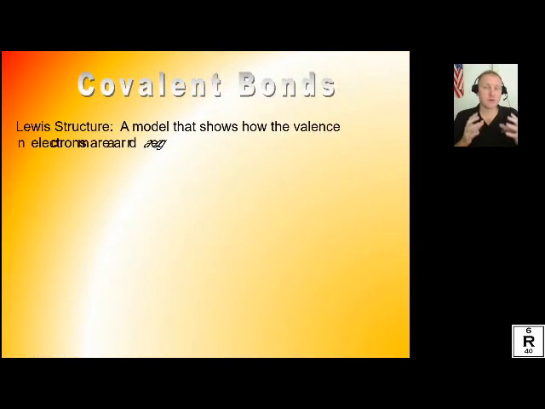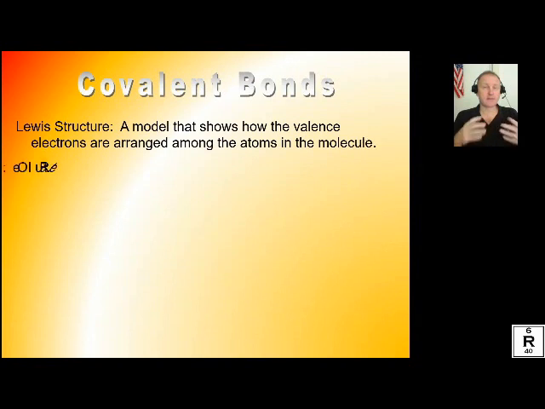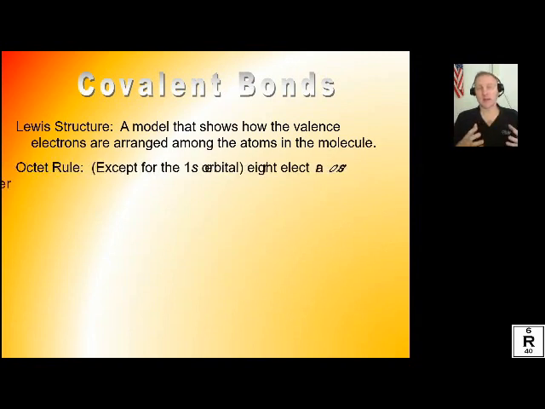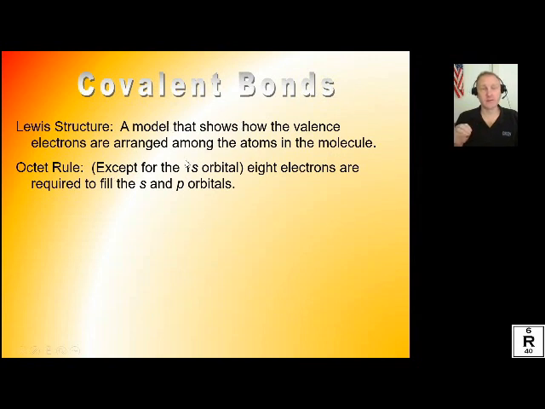When we do covalent bonds, we show what they look like, and what they look like tells us a lot about the behavior of these molecules. So to figure out what they look like, we're first going to start off with something called a Lewis structure. And this is a model that shows how the valence electrons are arranged among the atoms in the molecule. So doing a proper Lewis structure will help us answer some questions that are going to come up later on.